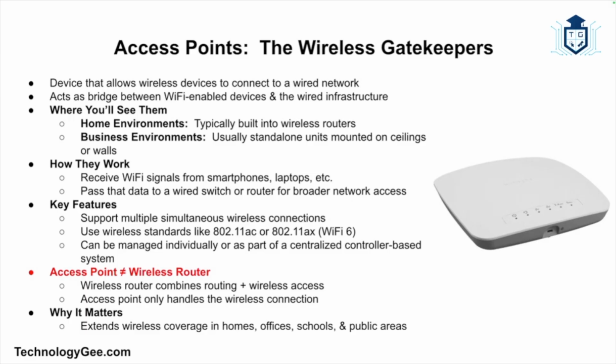And some quick notes about an access point. So basically, they connect wireless devices to a wired network. They typically support multiple devices at once, and they operate using wireless standards like 802.11ac or 802.11ax. Now, as a tip, you do not want to confuse a wireless router with a wireless access point. A wireless router does routing and wireless access, whereas an access point only does the wireless access part.